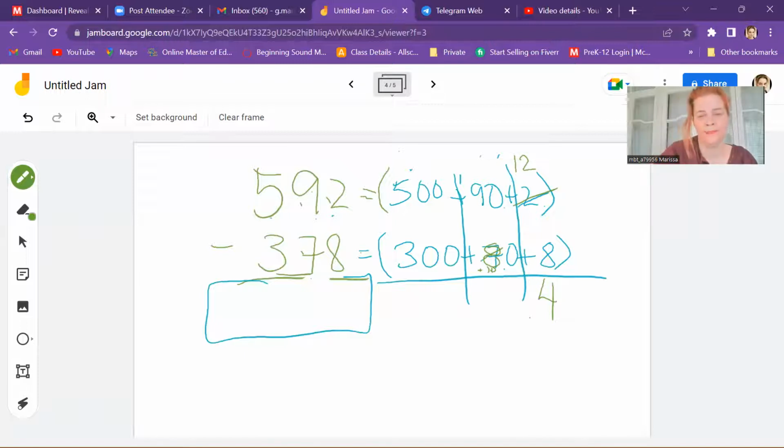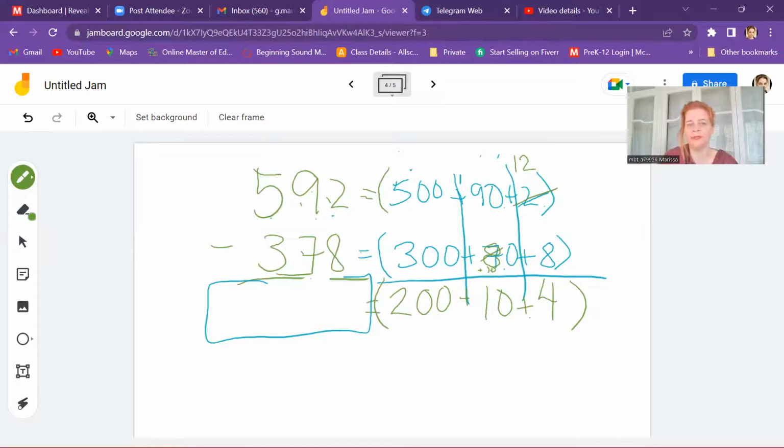10. Okay. All right. Now what's 500 take away 300? 200, right? 5 take away 3, 2. All right. So we have 200 in our parentheses. 200 plus 10 equals plus 4.